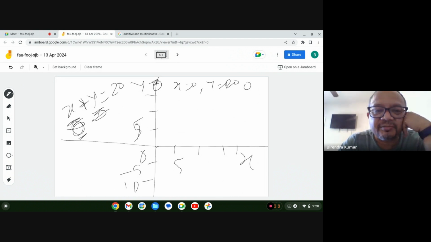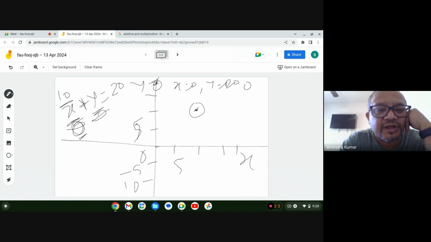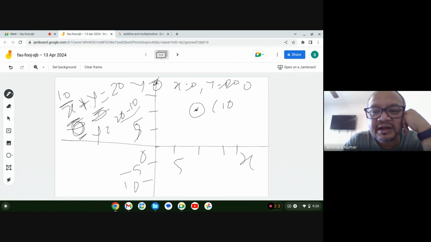Now make x as 10. What is the value of y? 10 plus something equal to 20. 10 plus 10 equals 20. I'm saying if x is 10, what is the value of y? Because 10 plus something equals 20, meaning y will be equal to 20 minus 10. You subtract that, right? So I got a second point where x is 10 and y is also 10. If you join these 2 points, that becomes your line.